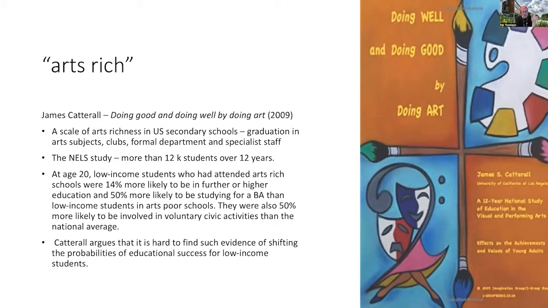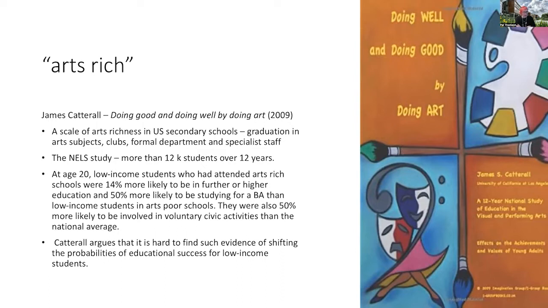And what his study found was that, by the time these young people were 20, and I'll just read this, low-income students who'd attended arts-rich schools were 14% more likely to be in further or higher education. And of those in higher education, 50% more likely to be studying for a BA than low-income students in arts-poor schools. And they've also got this very strong record of voluntary civic activities above the national average.